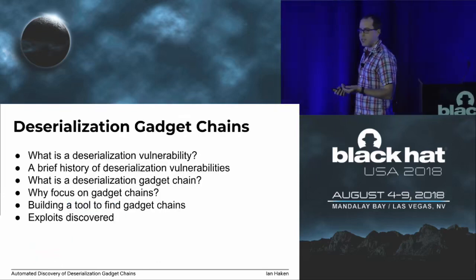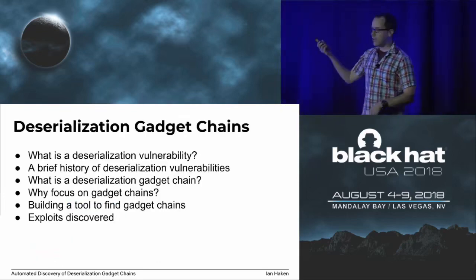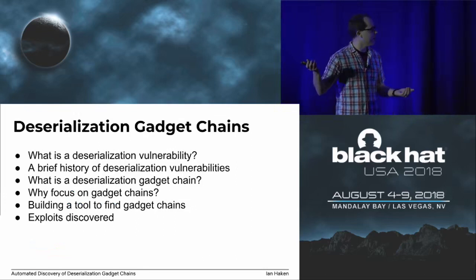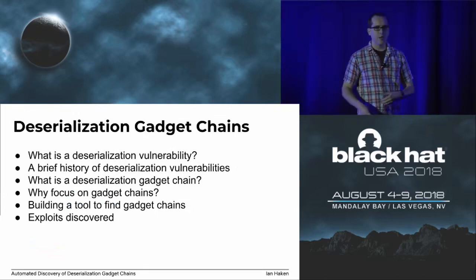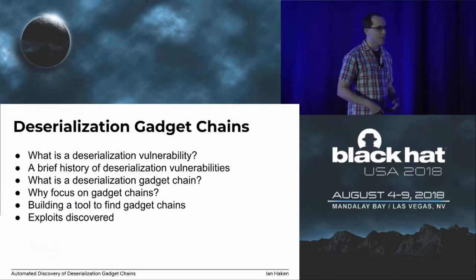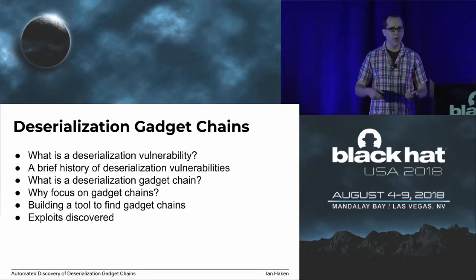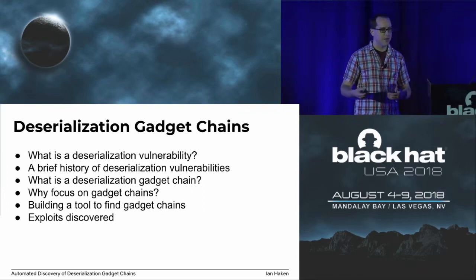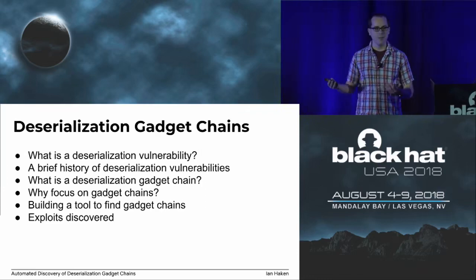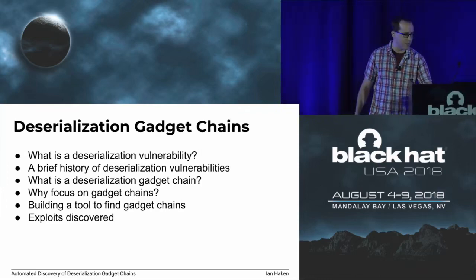Let's talk about deserialization vulnerabilities. First, I'm going to describe what those are so that we're all on the same page. And then I'm going to talk about what a gadget chain is and why I'm spending all my time talking about that. Then finally, I'm going to talk about the new tool I made to find gadget chains. And finally, the good stuff, some new exploits that I discovered with that tool.